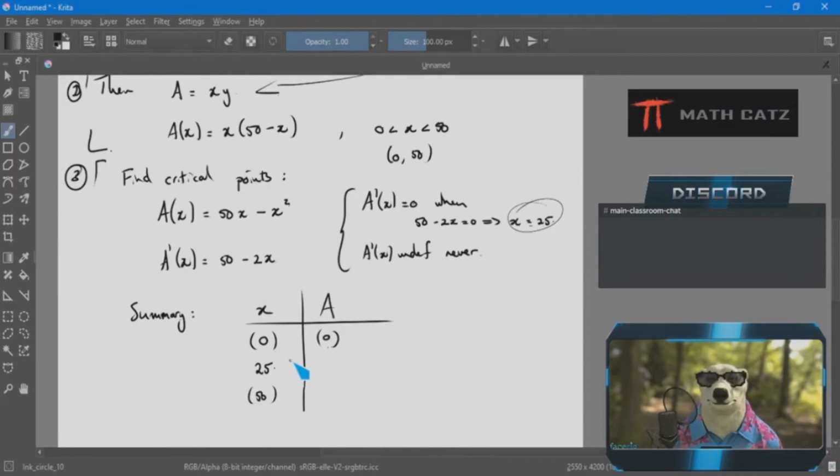I still want to have it in brackets because I can't actually get there. But now I can maybe more easily see that if x approaches 50, then this bracket is going to approach 0, and it's going to make the area very small as well. So my best area is not going to sit there. 25 is the only point that's left. My area is going to be 25 times 25.